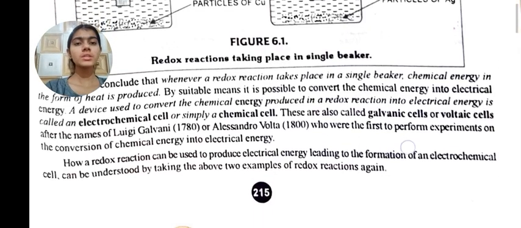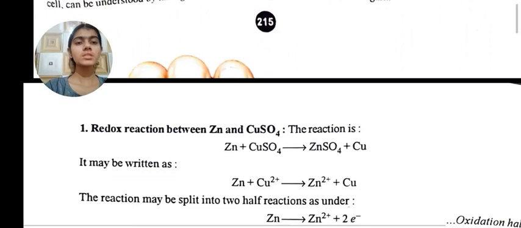How a redox reaction can be used to produce electrical energy leading to the formation of an electrochemical cell can be understood by taking the above two examples of redox reactions again. Redox reaction between zinc and copper sulfate. The reaction is zinc plus copper sulfate goes to zinc sulfate plus copper. It may be written as Zn plus Cu2+ goes to Zn2+ plus Cu.